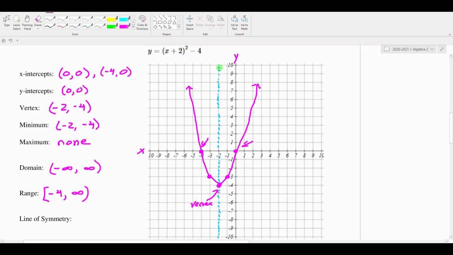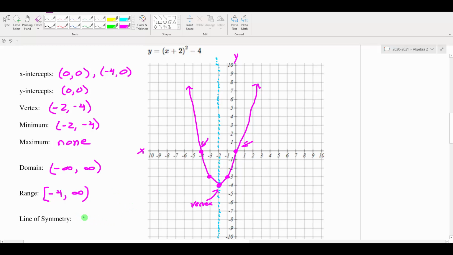And the way that I know that is a line of symmetry is because if I imagine this as a fold line, if I took this parabola and I folded it in half over this line, this half of the parabola would land directly on top of this half. Okay, so that's how I know I have a line of symmetry.